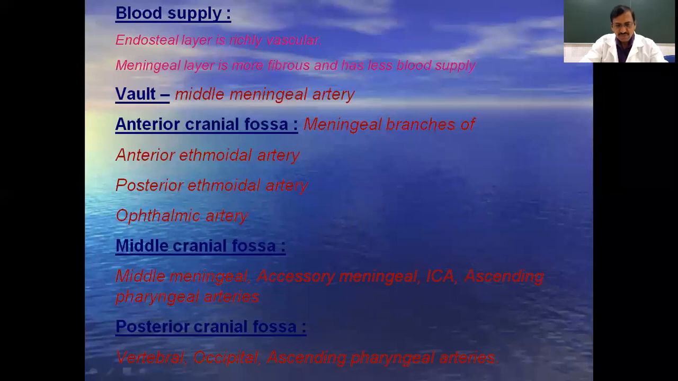Another one is the posterior cranial fossa. It mostly receives blood supply from the vertebral arteries, occipital arteries, and ascending pharyngeal arteries. Vertebral, occipital, and ascending pharyngeal arteries. These are the blood vessels supplying blood to the posterior cranial fossa.